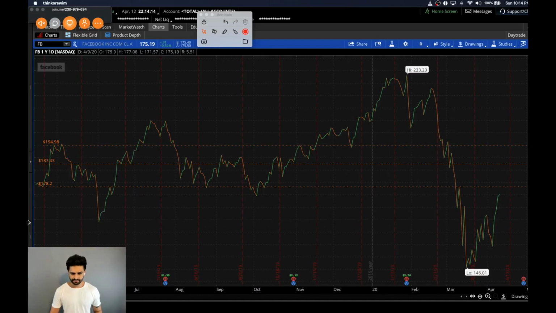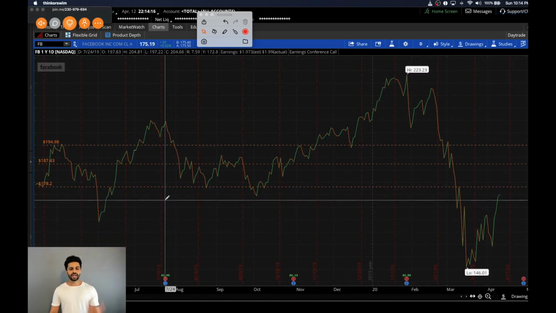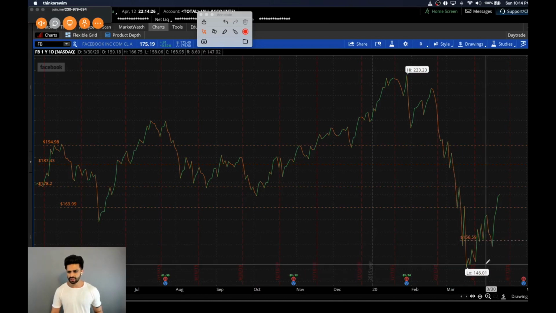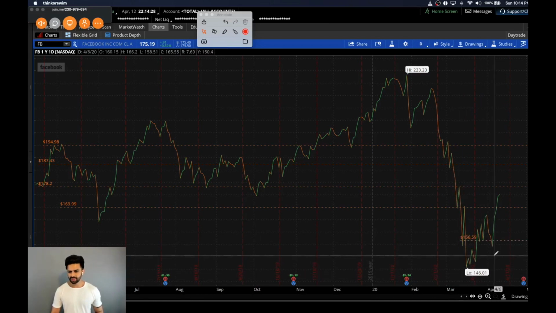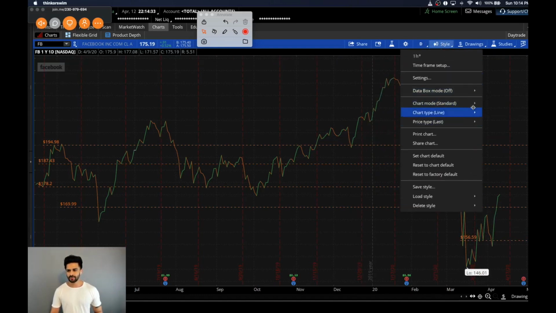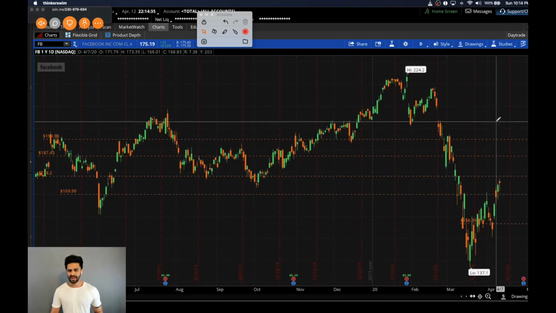1, 2, 3, 4, 5, 6, 7, 8, 9. Okay. So now that we have these particular levels, we're going to set these ones as well. Right here we have a particular level, and then we have right here. And these ones I'm not really going to do right now. So now once you have this, switch over to your candlestick chart, right?